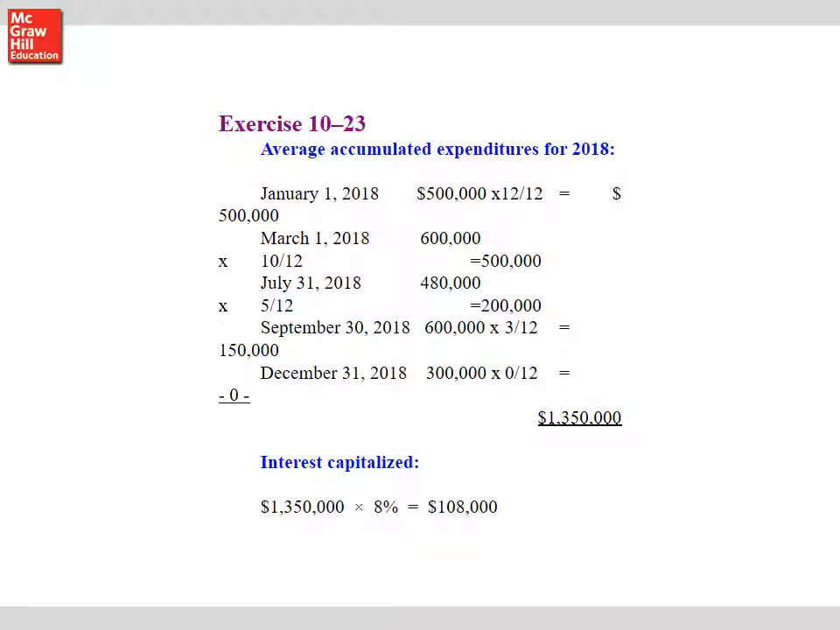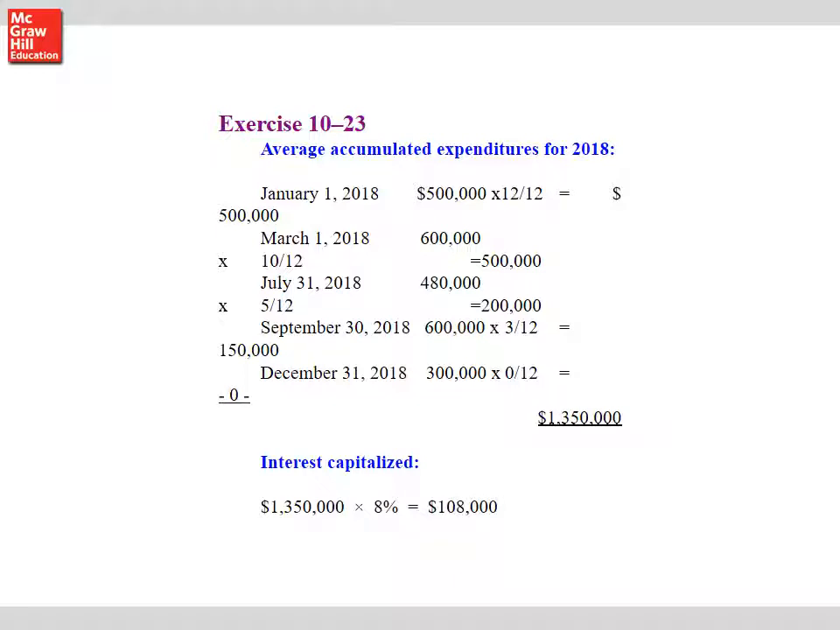The July 31st payment. Again, we paid $480,000, but if we borrowed that money on July 31st, how many months would we have to calculate interest for? Well, 5 of 12 months. So we're only going to use 5/12 of that payment in our interest calculation, or $200,000.